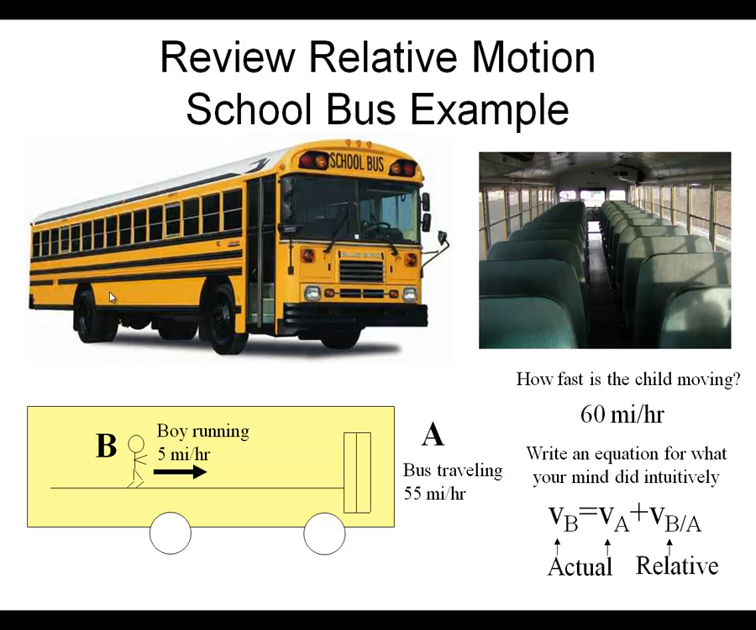And we found that by saying, well, the actual velocity of the bus plus the boy's relative velocity on the bus, if we added those together, we got the total velocity of the boy. We called that a relative motion equation. You could also consider that an equation of superposition. We basically superimpose the boy's velocity on top of the bus's velocity, and we added those together.